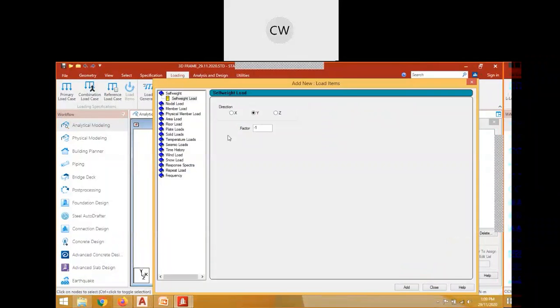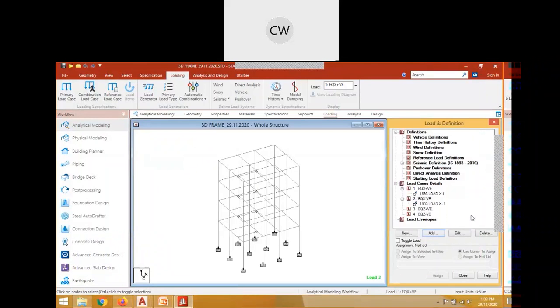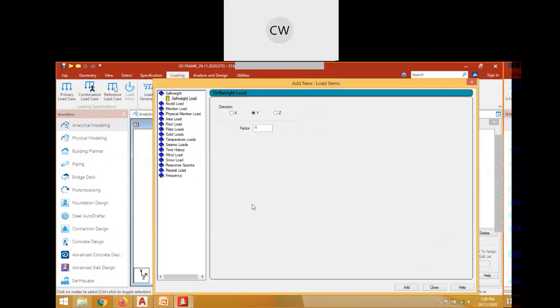Now go to negative, again say add. Go to the seismic loads. Here you keep X direction factor as -1, say add. Then go to the next one, Z, say add. Again go to seismic.